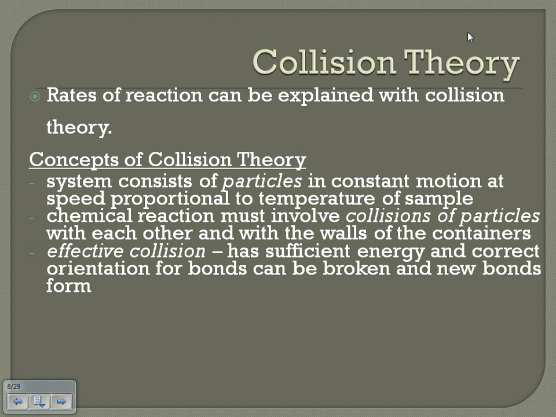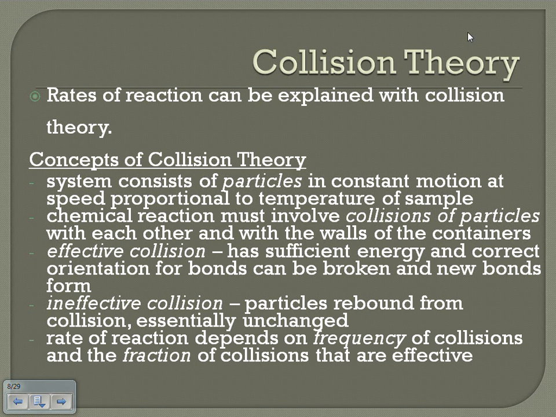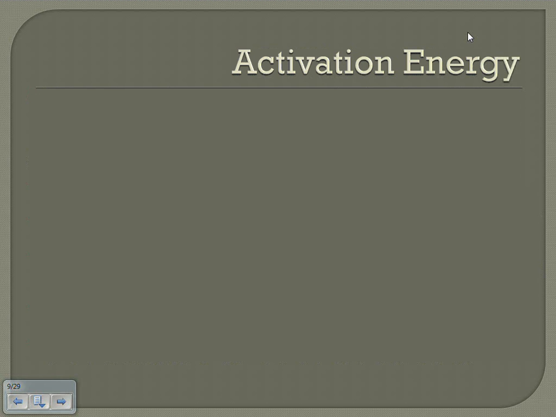An effective collision is basically any collision that has sufficient energy, so lots of energy, and the correct orientation for bonds to be broken and new bonds to form. With an ineffective collision, the particles will rebound from that collision essentially unchanged, so there's not enough energy or they're not in the right orientation. So the rate of a reaction will ultimately depend on the frequency of collisions and the fraction of collisions that are effective. So we need to have lots and lots of collisions, and we need to have effective collisions in order to increase the rate of a reaction.